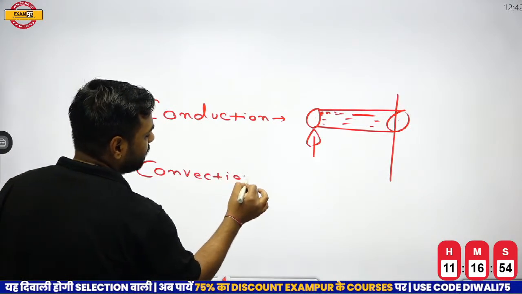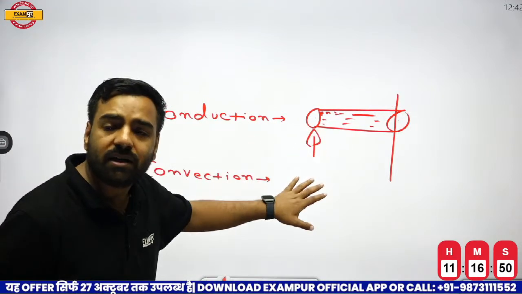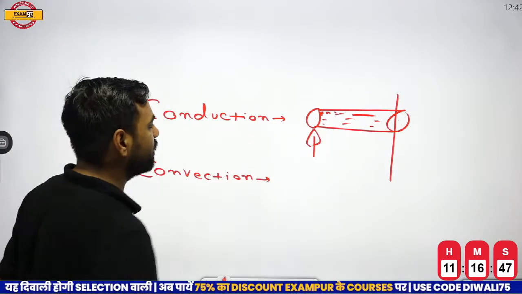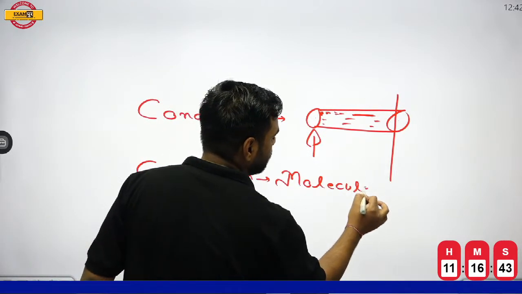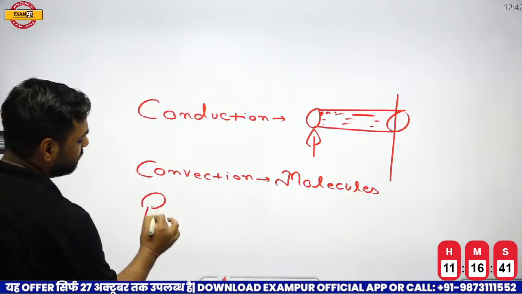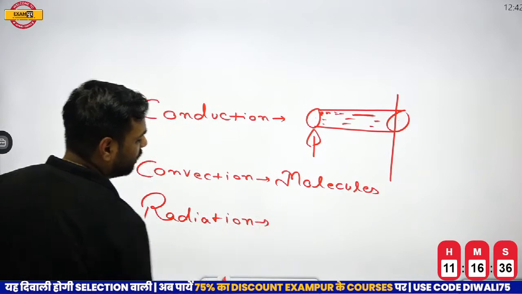Second is convection. In convection, there's a net movement of the molecules also. Here molecules were not moving, but here molecules will move. So here there would be the net movement of the molecules. What if I talk about radiation? In radiation, there is no net movement of the molecules.